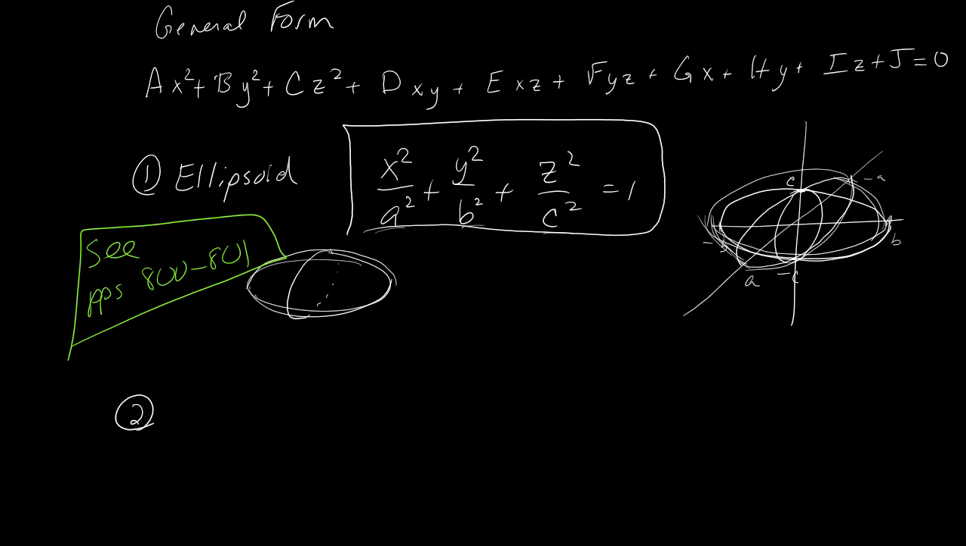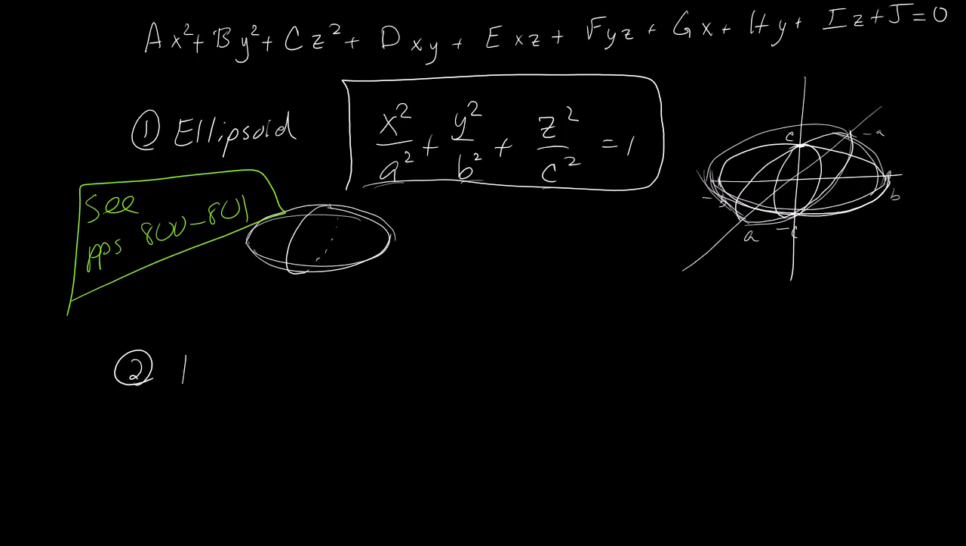Okay. Number 2. The second one is the hyperboloid of one sheet.